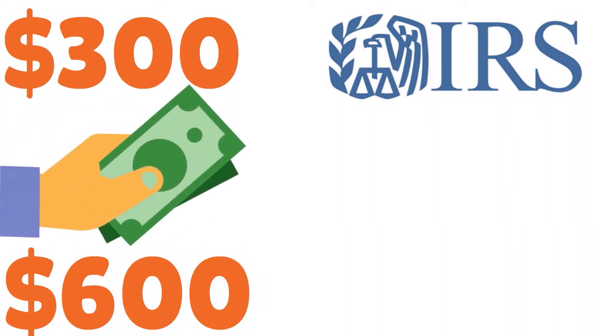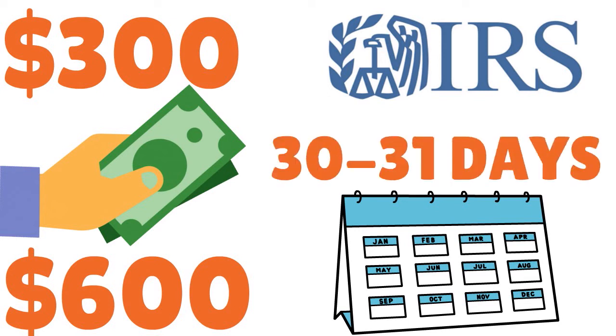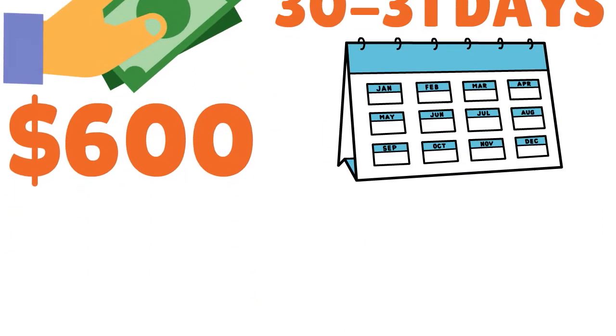So here are the FUTA quarterly payment deadlines. We have April 30th, July 31st, October 31st, and January 31st. So it's basically the end of the month following the close of the quarter. The IRS wants you to pay them 30 days after you close your quarter, 30 or 31 days. So again, the deadlines are April 30th, July 31st, October 31st, and January 31st.